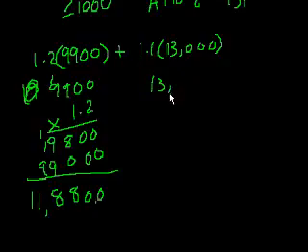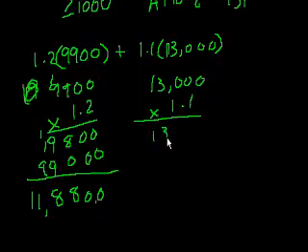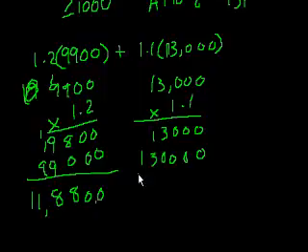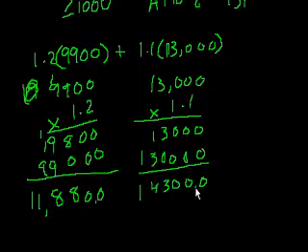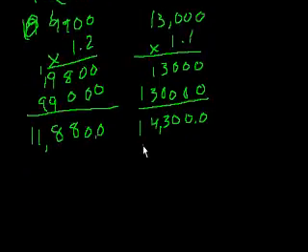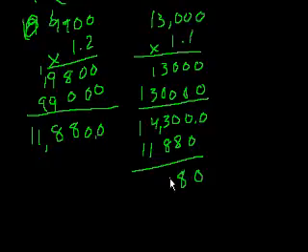13,000 times 1.1. 1 times 13,000 is 13,000. 0. 1 times 13,000 is 13,000. 0, 0, 0, 3, 4, 1. And we have one number behind the decimal. So it's 14,300. And if we were to add these two together, 11,880 plus 14,300, I get 0, 8, 3 plus 8 is 11, and then 6, 2. So 26,180, and that's choice B. Next problem.